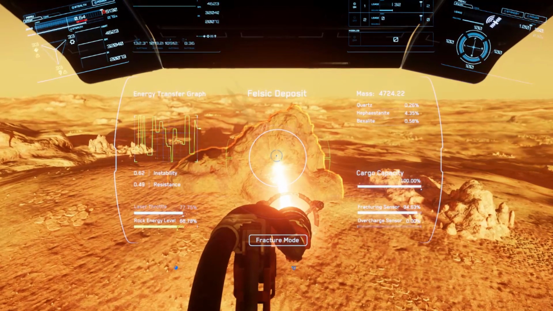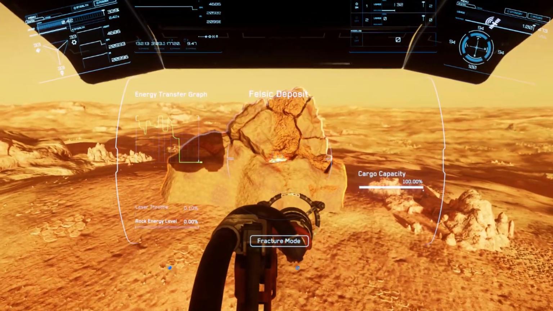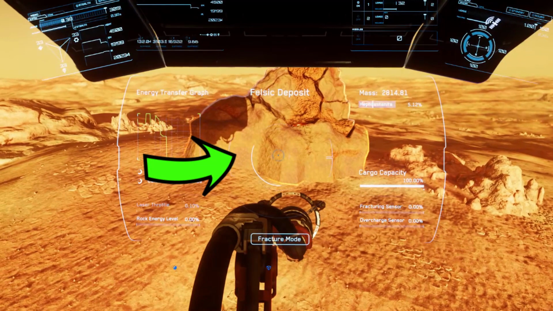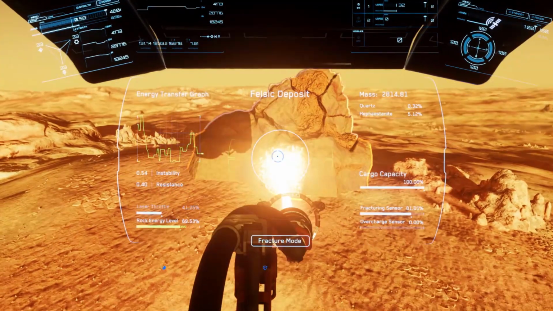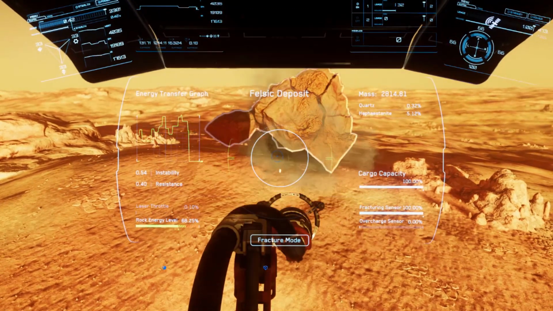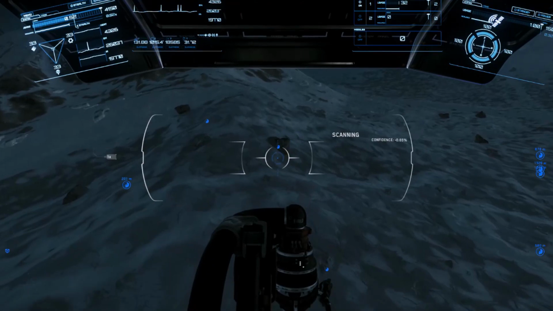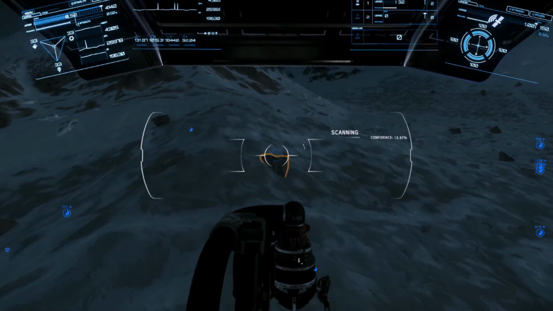I should mention that you can't always extract everything you want from a rock. In this example, after the initial fracture, the base contains a large amount of valuable materials. When we fracture this base, hoping to get fragments that we can extract, sorry, no fragments.